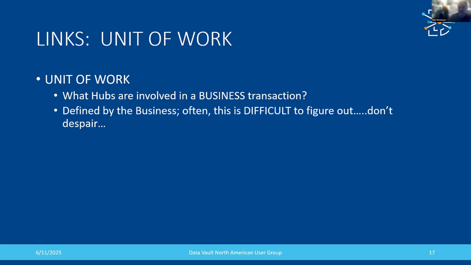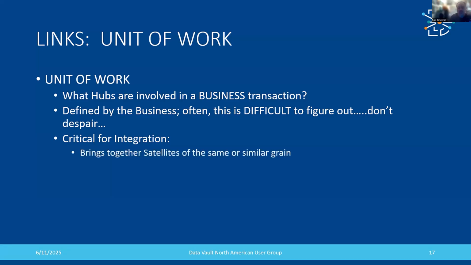Now, this is defined by the business, and this is often difficult to figure out, especially when you've got multiple sources. But don't despair. Like finding business keys, this is just as important. It is absolutely critical for integration, and we're going to explain why. Even though you don't typically merge satellites together into one table, what the unit of work does, if you define it properly, is line up all the related satellites right next to each other. And then you'll know that those satellites really all represent the same thing.